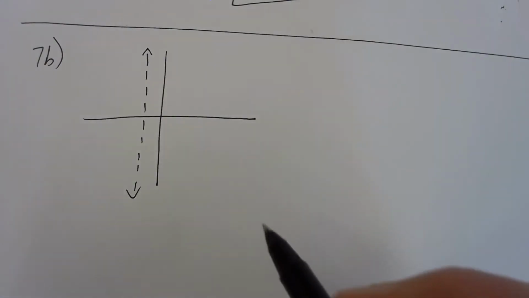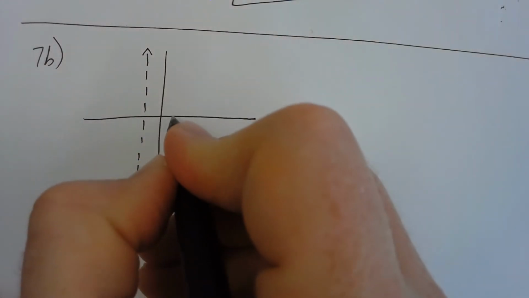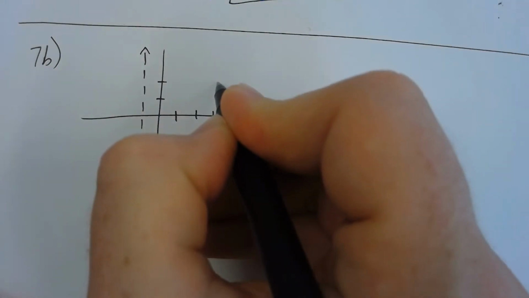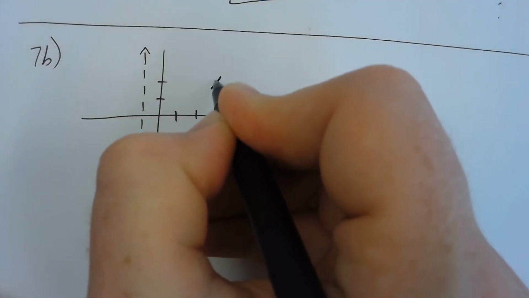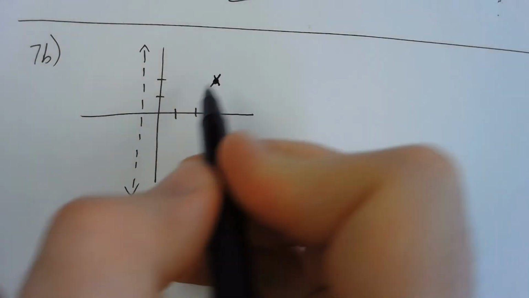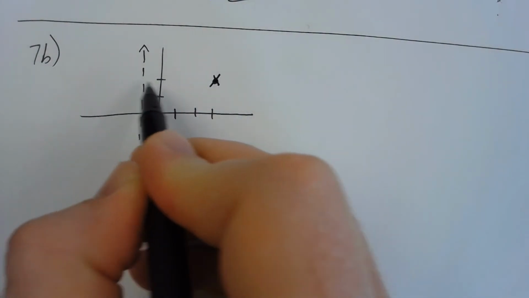With that being said, my focus being at the value (3, 2), 1, 2, 3, 1, 2, up here, that's my focus. That should be an x. Again, I draw it as an x so that I don't confuse it with the vertex. I know for a fact that my vertex should be somewhere in the middle of this.